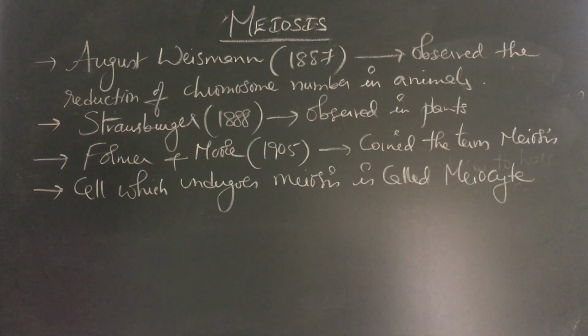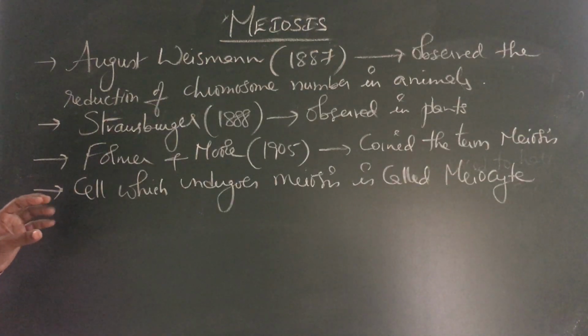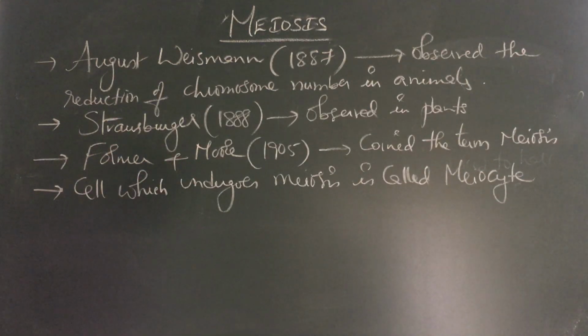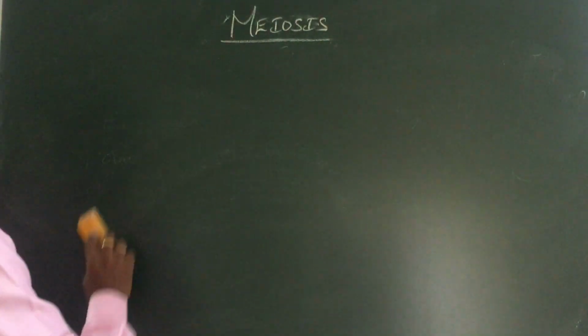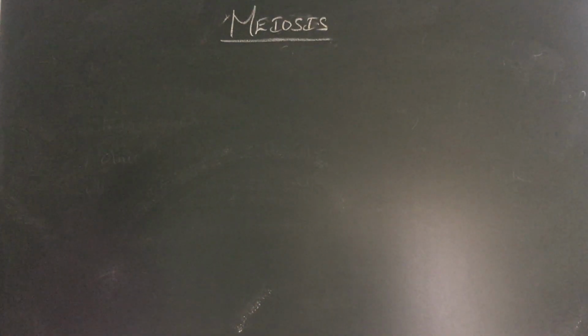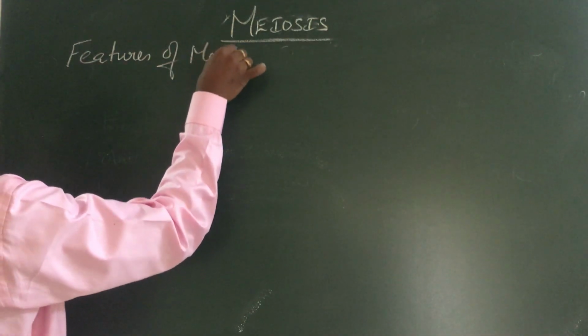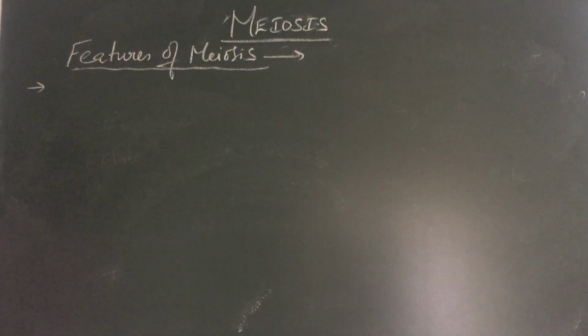Okay, right. So, what are the features of meiosis? That is very important. Let us see some features of meiosis. From the starting of meiosis to the ending of meiosis, it forms in just 4 steps, and they have explained the features. So let us see those features.